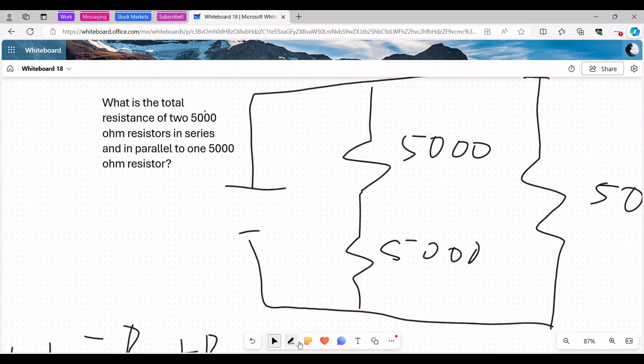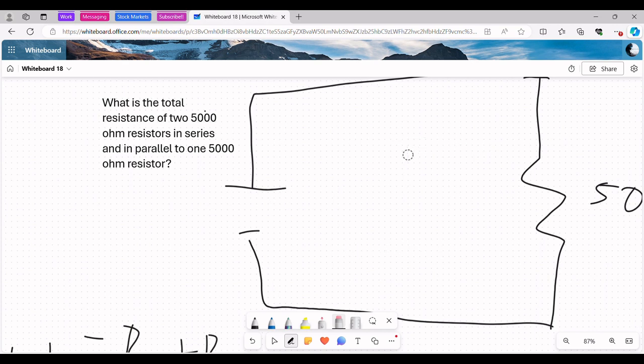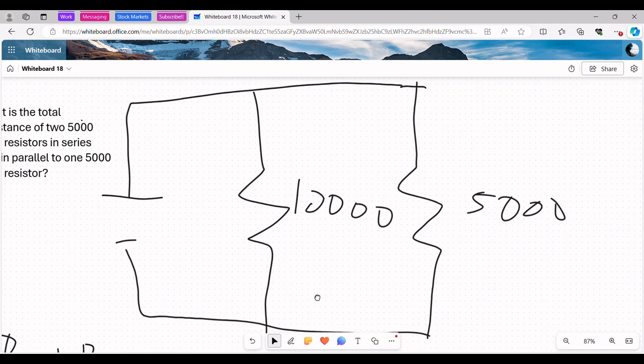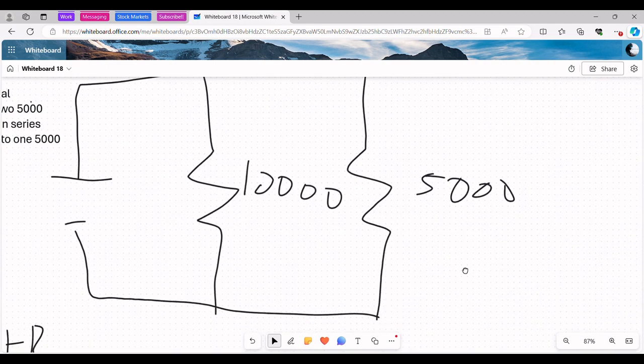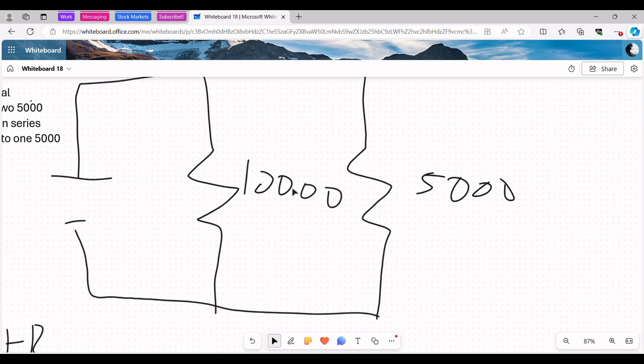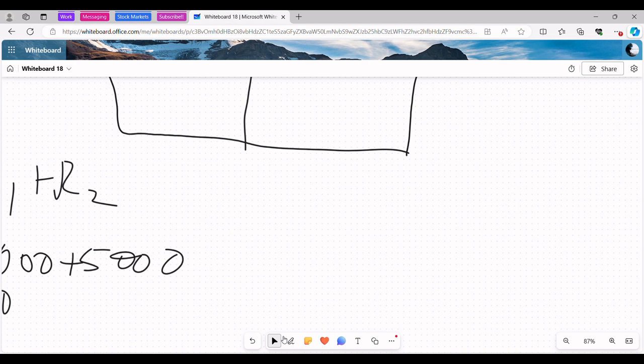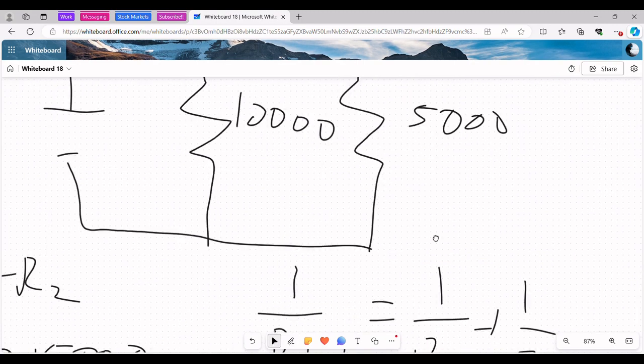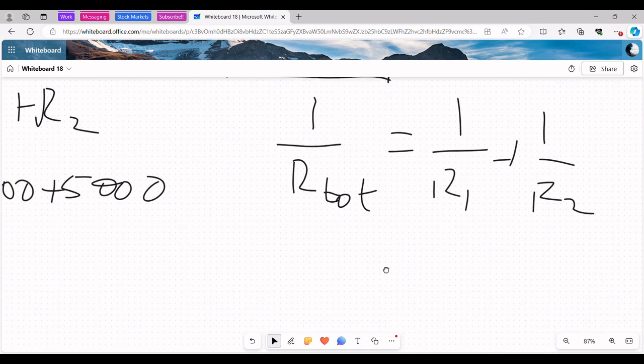So now we can erase all of this and pretend that this entire thing is one resistor with a resistance of 10,000, because we found that the total resistance of those two was 10,000. Now we have two resistors that are in parallel, one with a resistance of 10,000 and the other with 5,000. How do we find the total resistance of two resistors in parallel? Well, we know that 1 over R total equals 1 over R1 plus 1 over R2, and here R1 is 10,000 and R2 is 5,000.